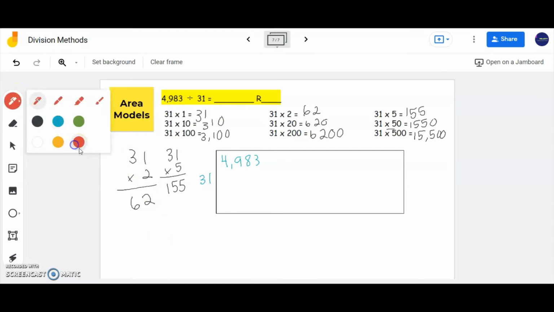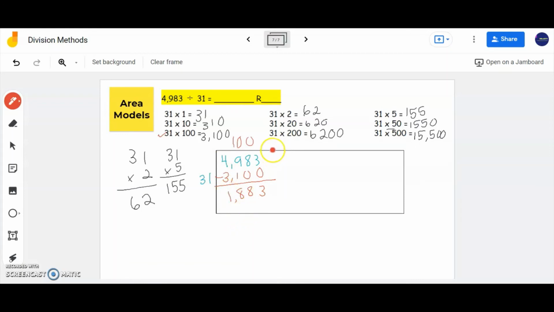I'm going to ask myself here, 31 times what number gets me close to or exactly to 4,983? Well, looking at my chart here and looking at all these facts that I have, I see that 31 times 100 got me really, really close. 31 times 200 also did, but 6,200 is too big. So I'm going to use 31 times 100, which is 3,100. Now I'm going to subtract here. So 9 minus 1 is 8, 4 minus 3 is 1, and I have 1,883.